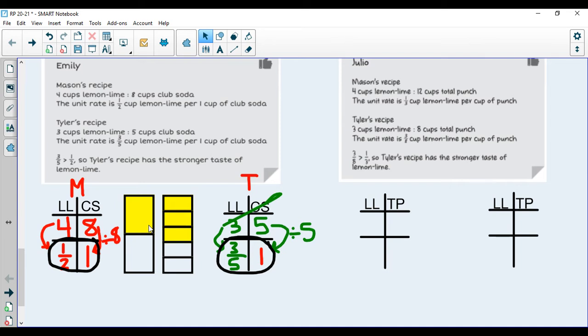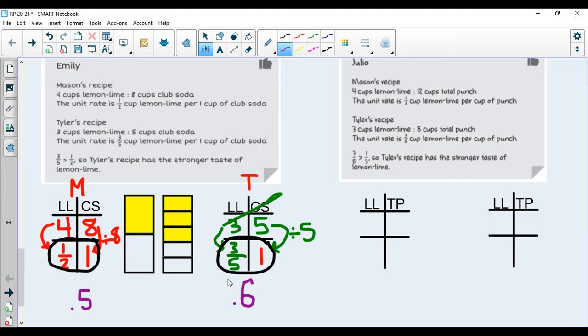Another way to do this would be to convert them to their decimal form. So 1/2 or 1 divided by 2 would give me 5/10. 3/5 or 3 divided by 5 would give me 6/10. And I know that 6/10 is greater than 5/10. So again, Tyler's would be the most lemon limey.